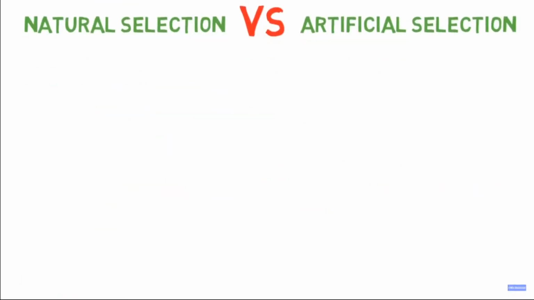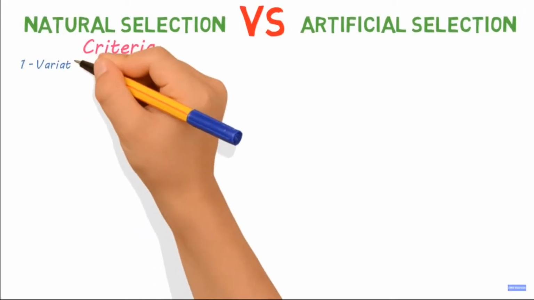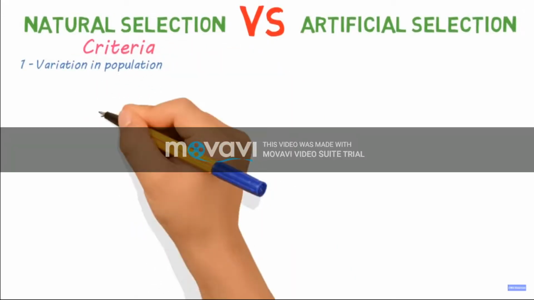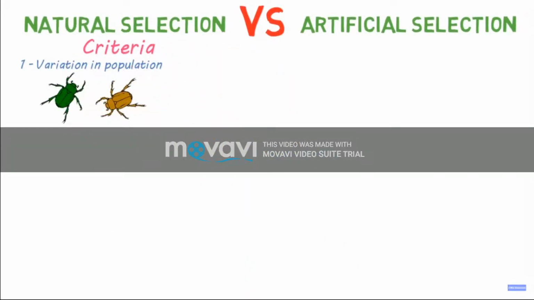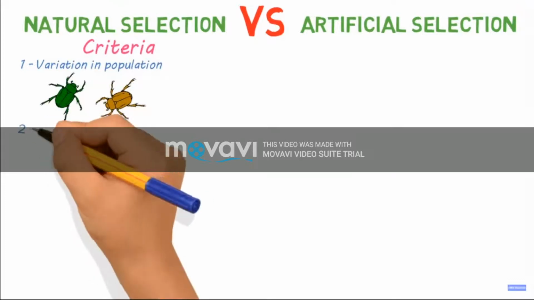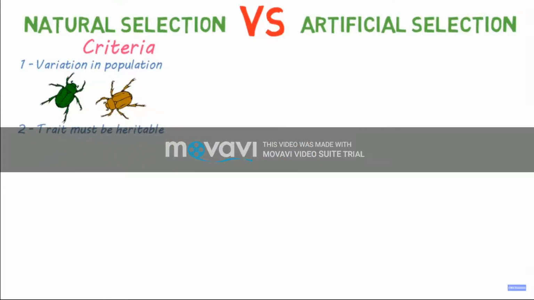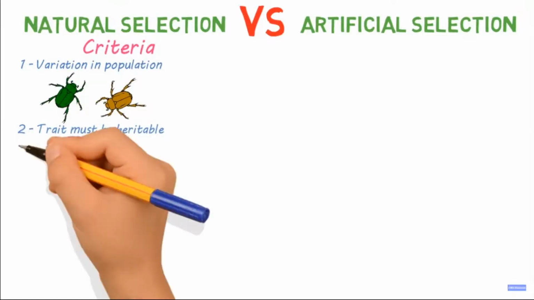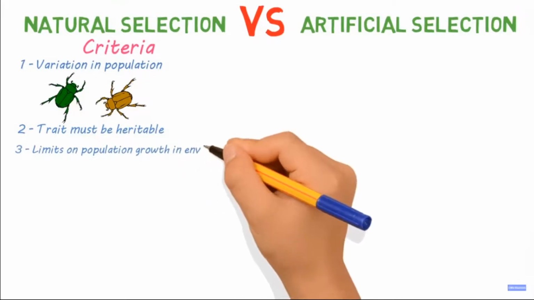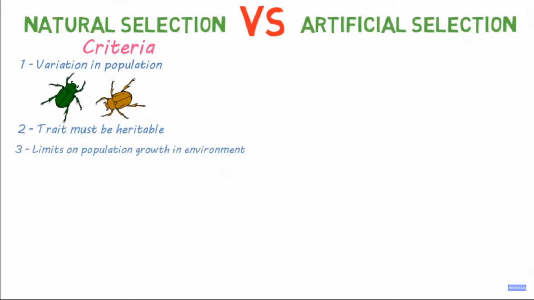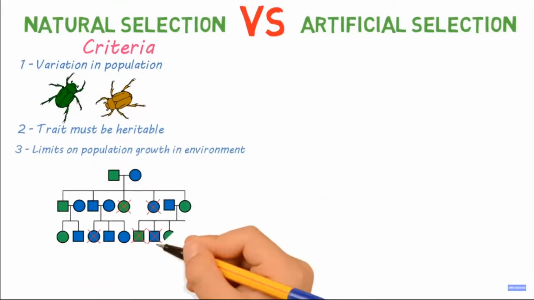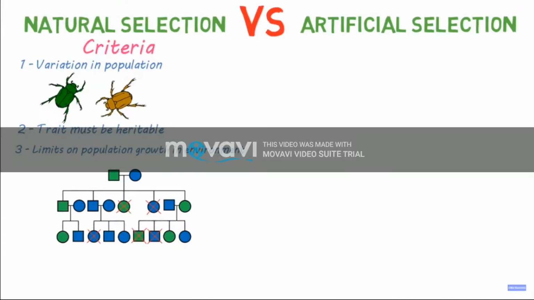For natural selection to occur in a population, 3 criteria must be met. First, there must be variation in the population. For example, brown beetles versus green beetles of the same species. Second, the trait must be heritable, which is to say it can be passed on from one generation to the next through the genes. And third, more offspring are produced than the environment can support. In other words, a portion of all the offspring will die off because there aren't enough resources to support that much offspring in the population.